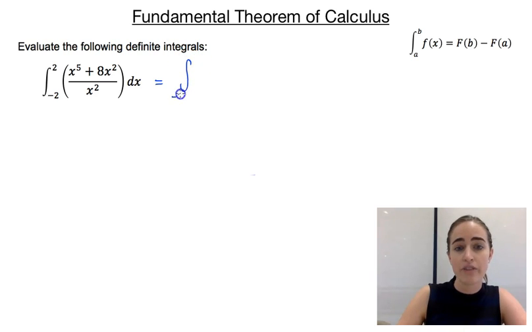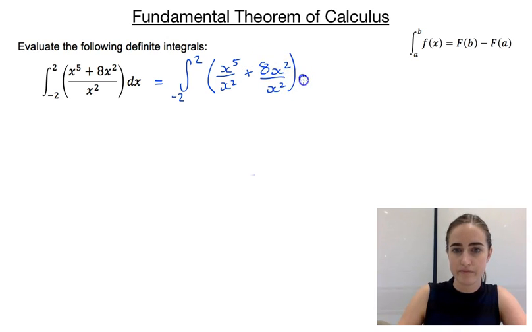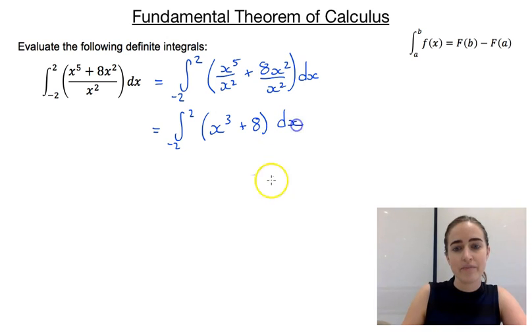So again, we're not even finding the primitive yet. We're just going to rearrange this expression. So we'd split it into two fractions, and then we can simplify it down. So x to the power of 5 over x squared would give us x cubed, and the 8x squared over x squared would just give us 8. So now we can find the primitive function.